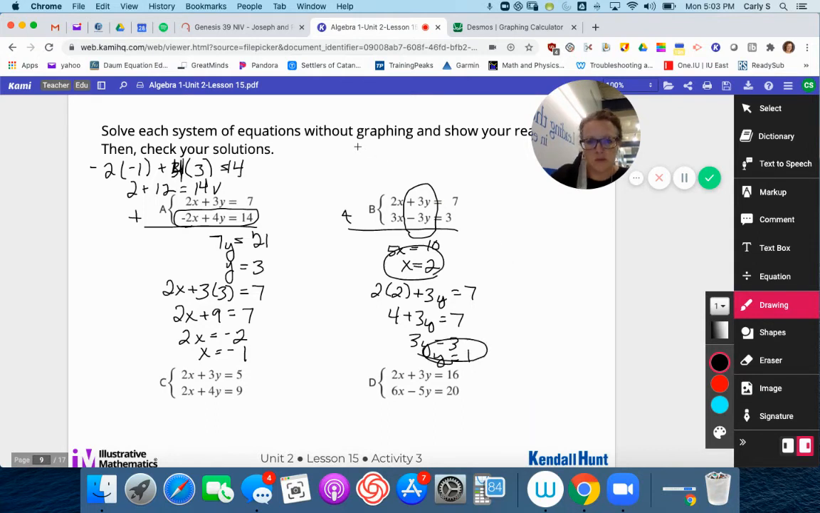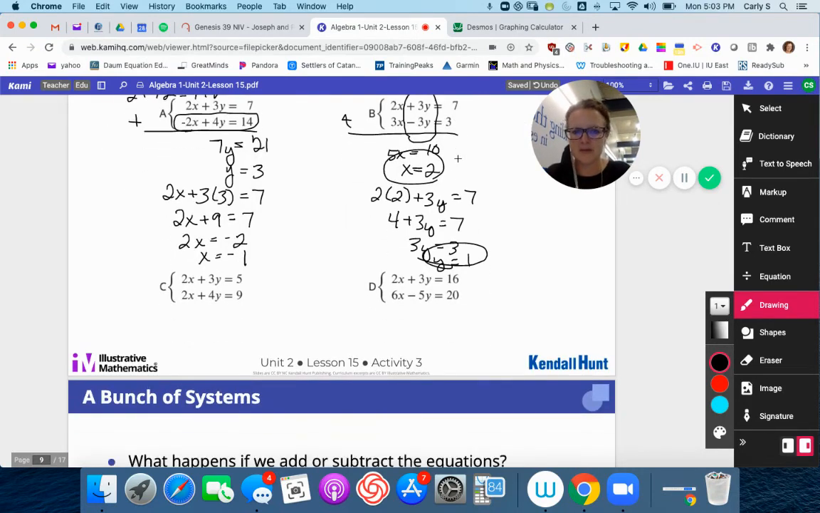Go ahead and substitute it back in to either equation. 2 times 2 plus 3 times 1 equals 7. I want to make sure I use the right equation. So 4 plus 3 does in fact equal 7. We're good. All right. At this point, I'd love for you guys to try these on your own, but we're recording, so I can't.